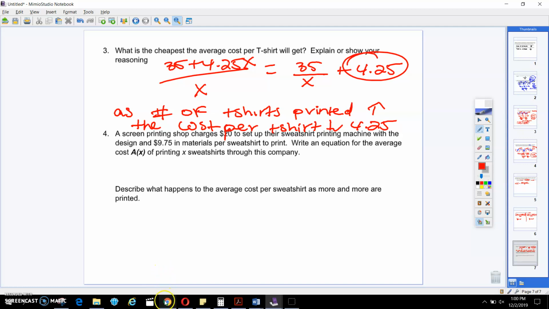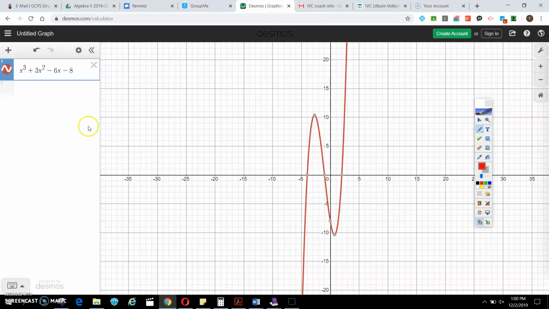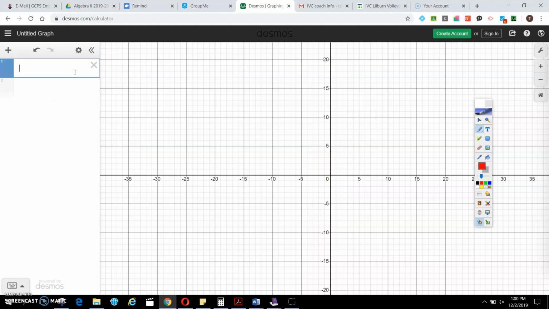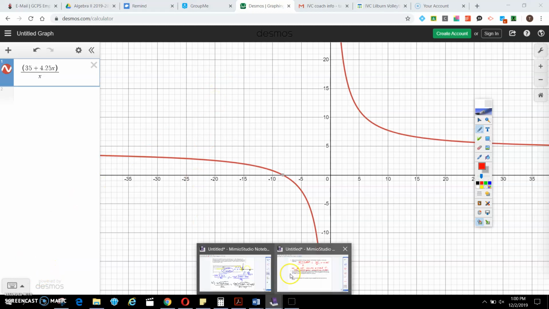Okay? If I graph this, and I'll come back to this, I just want to show you this graph really quick. If I put this in my graphing calculator, it's going to look like this. Do you notice how this levels off right here? And it hits right at $4.25? It will never reach $4.25 because otherwise they won't make a profit, right? We're going to ignore this stuff over here because we can't have negative t-shirts, right?